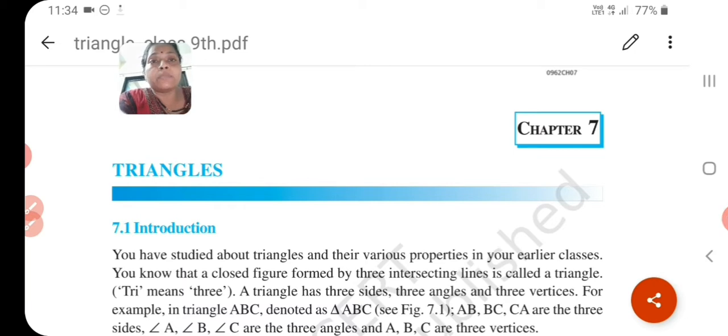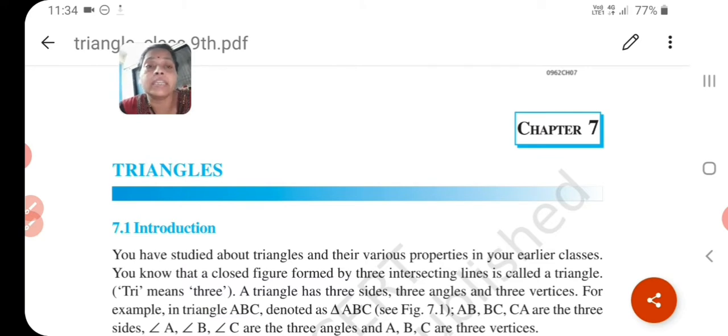My name is Swati Sharma and it's class 9th Maths, and we revise the chapter Triangle. In this chapter we learn about triangle and the properties, some theorems of triangle, what is angle sum property of a triangle, and how to denote the triangle. So you have studied about triangle and their various properties in your earlier classes.